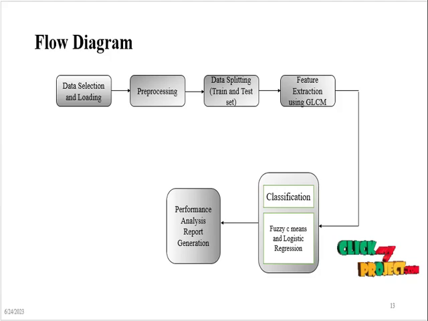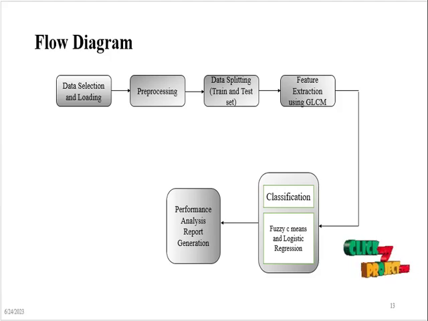This is our project flow diagram. We have 6 modules in our process. First, our process starts with data selection and loading. Here we select our data based upon brain MRI images, and then data pre-processing. Data pre-processing means cleaning the data set, and then data splitting. We split our data into a training set and a testing set. Training set is for model creation, and testing set is for prediction purposes.